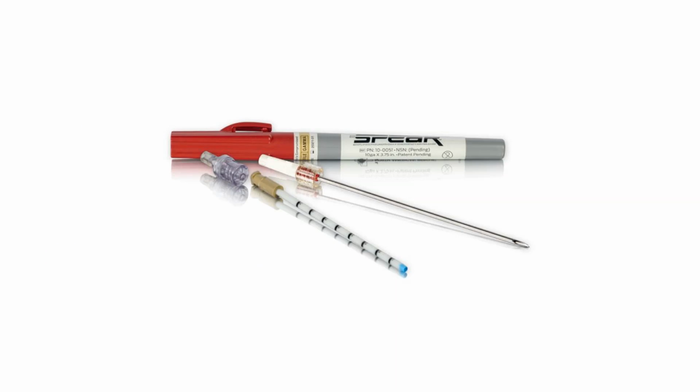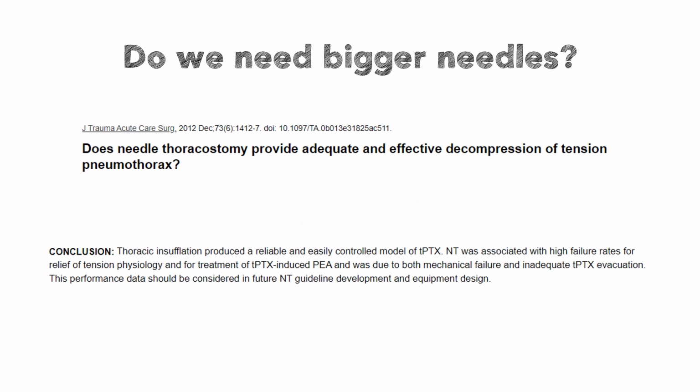So this is a 10 gauge needle. Do we really need bigger needles? The answer is probably yes. Our 14, maybe even 12 gauge needles probably don't release air faster than it's coming in. So our needles likely are not evacuating air fast enough for the air that we're delivering. And this is, in my opinion, probably more true for the patient who's being mechanically ventilated. We need a larger hole in the chest.